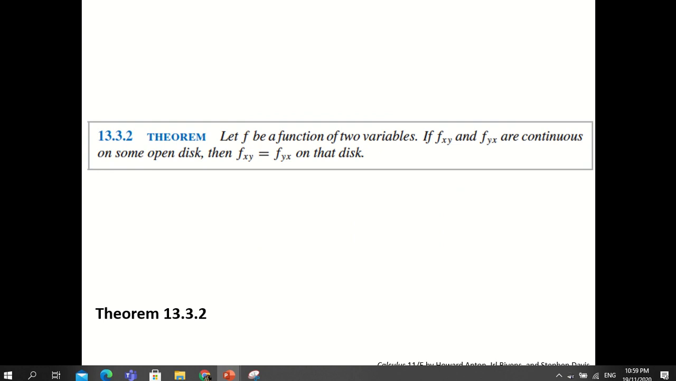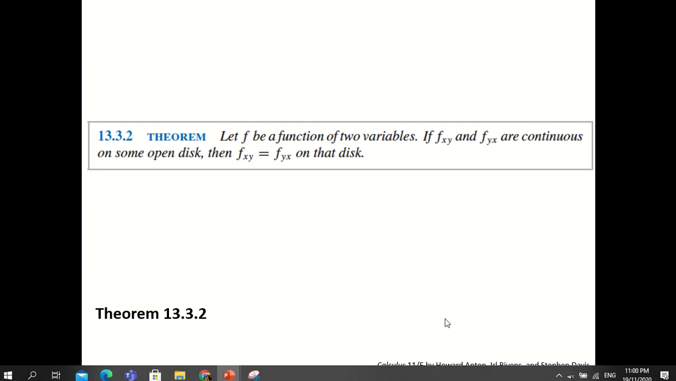Alright, so we have here another theorem. Let f be a function of two variables. As you have seen in the previous slide, this is the second order partial derivative, class, because first we differentiate with respect to x holding y constant, then next we take the derivative of the resulting function with respect to y holding x constant. And suppose this one are continuous on some open disk. Then the second derivative of a function with respect to x and then with respect to y is equal to the second order derivative when we differentiate the given function with respect to y, holding x as constant, and then take the derivative again with respect to x holding y constant on that disk.